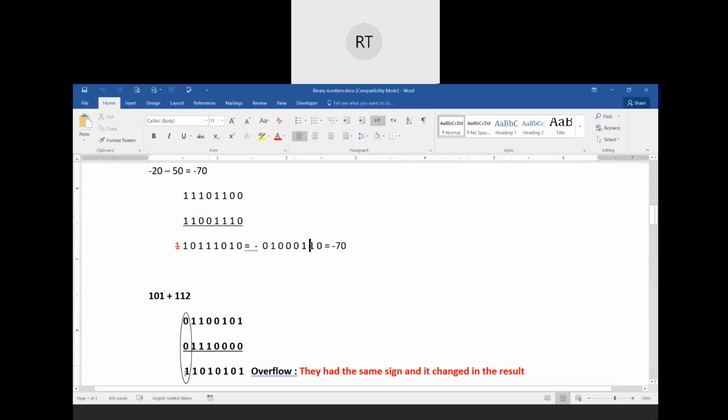But I was adding two positive numbers, so I'm expecting to have a positive answer. Because I got a negative answer, this is an overflow. But how would you really explain this overflow? Why did I have it? Why did an overflow occur in this case of calculation?